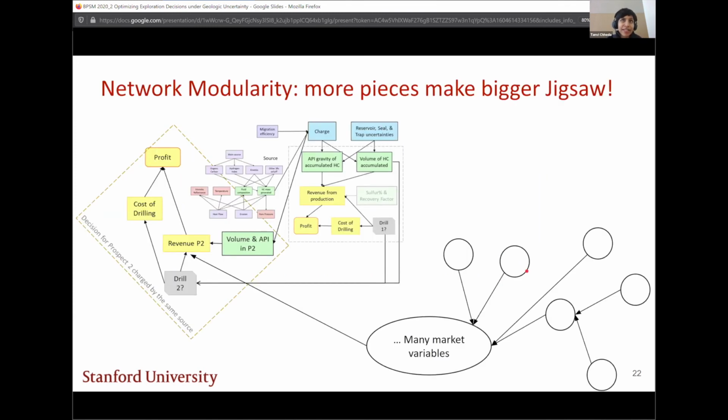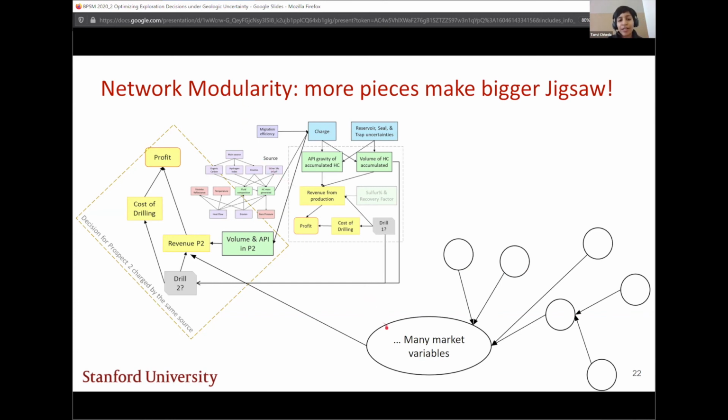So these different levels of decision making, from exploration to appraisal to production, are such that the posterior from one stage acts as prior for the next stage. And then also for different teams within a company, the uncertainties within their teams and their own values can be combined in influence diagrams because they are modular.